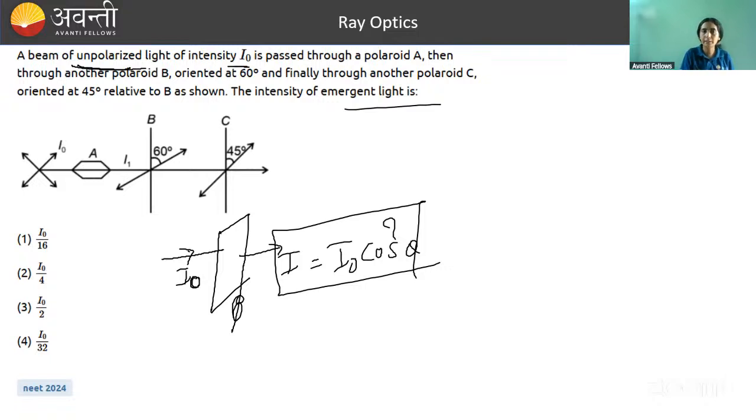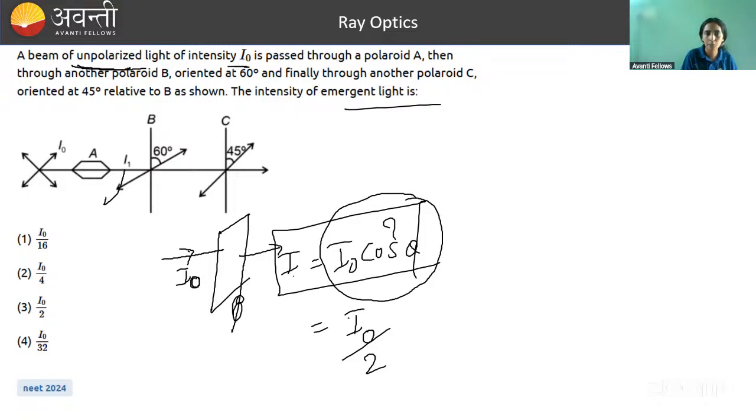So whenever you pass unpolarized light through a Polaroid, how do we calculate the intensity? We basically take the average. We don't put in any angle. We simply take the average of the intensity. So here the average will be how much? I naught times the average of cos square. What is the average of cos square? Half. So this will become I naught by 2. So if you allow unpolarized light to pass through a Polaroid, the intensity of light that you will be getting is I naught by 2.